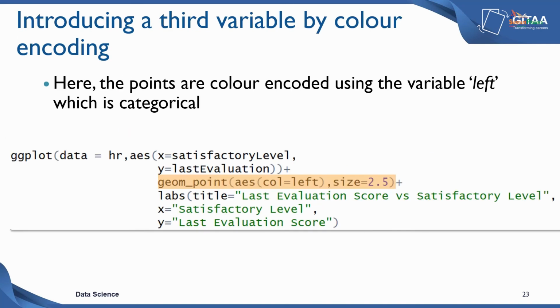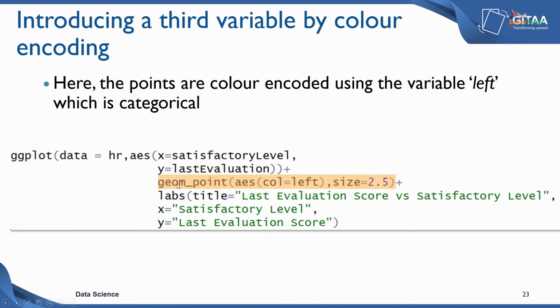So now let's see how to introduce a third variable by color encoding them. Here the points are color encoded using the variable left. So all the other layers are going to be the same. Only the highlighted layer is the part that will be changed.